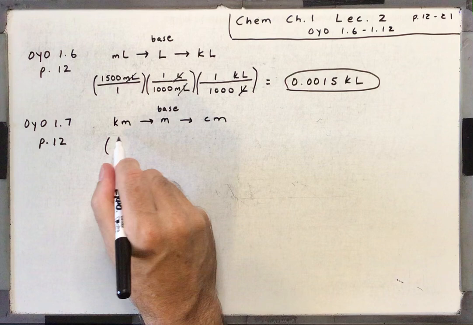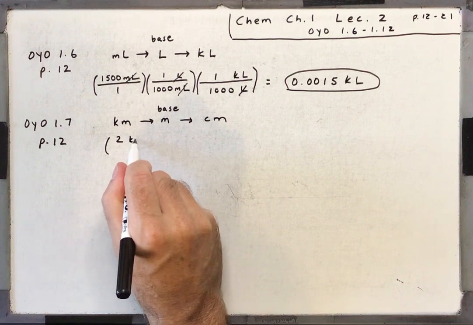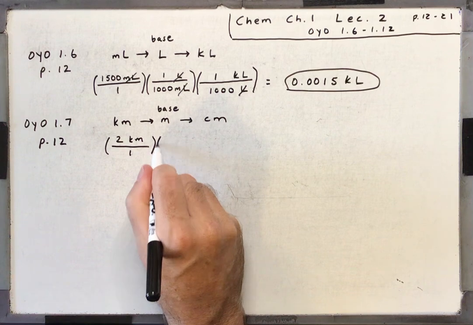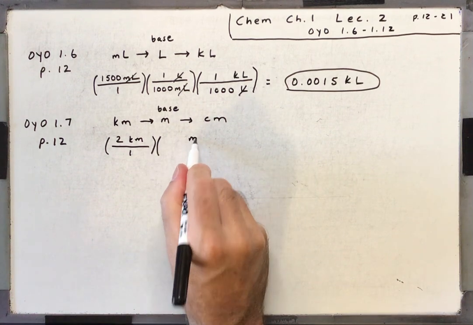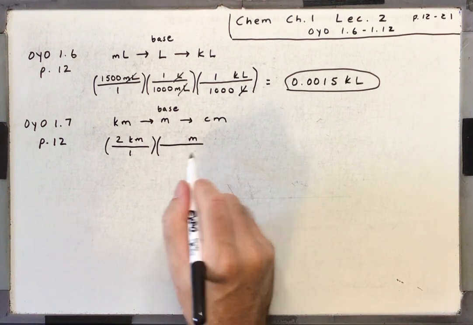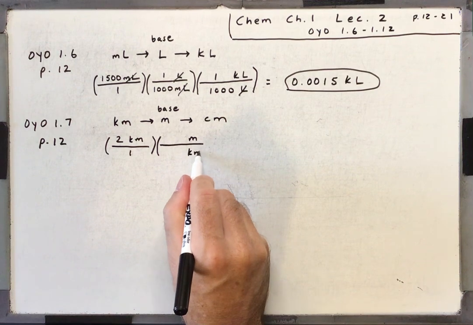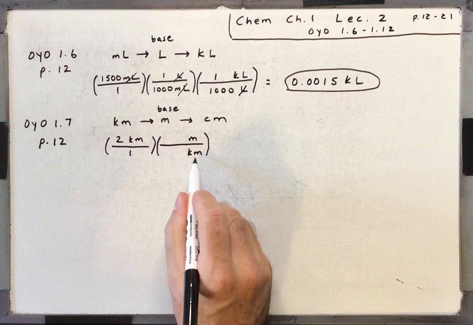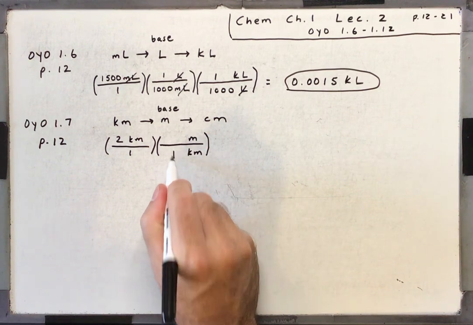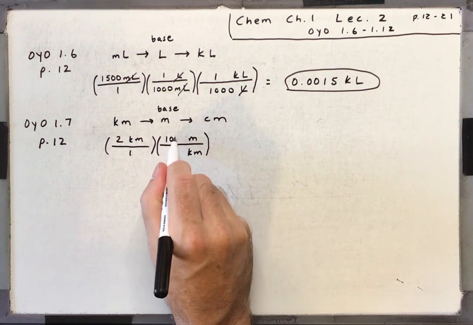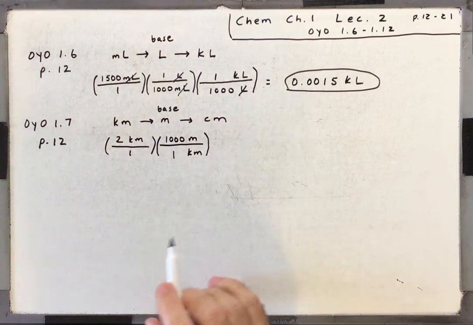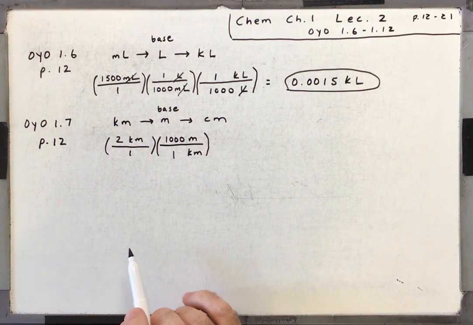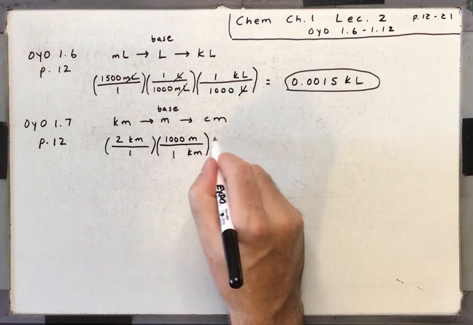All right, it says we have 2 kilometers. That's what we start with. Let's put that over 1. We want to go to meters, so put the unit first. And we want to eliminate or cancel out kilometers. That one right there. Kilometer is bigger, so put a 1, and there's 1,000 meters in a kilometer. Has any one of you ever run a 5K? That's 5 kilometers, which would be 5,000 meters.